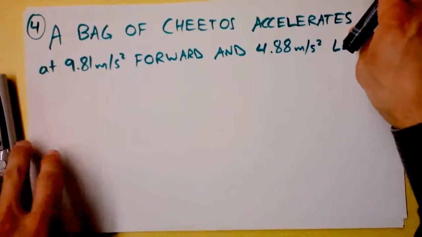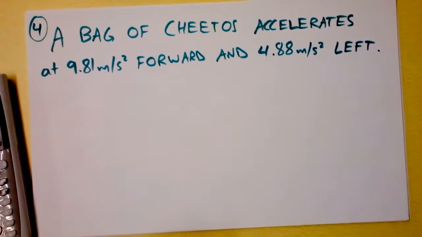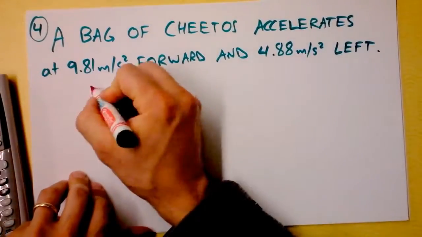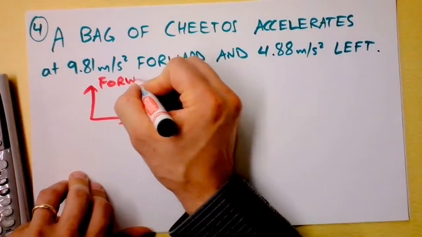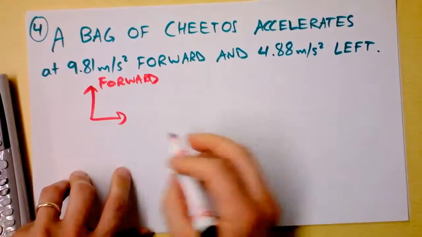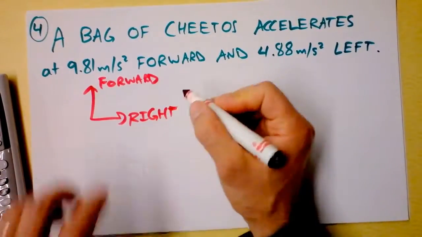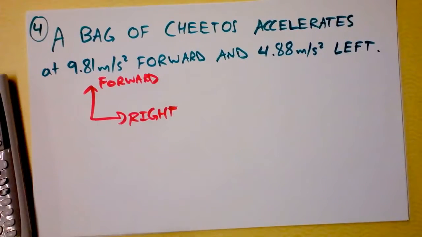Number 4, a bag of Cheetos accelerates forward and to the left. This coordinate system is a little bit strange. I will write forward up here. It seems like it's a local coordinate system. And this guy right here I will call to the right because that's definitely not to the left. Let's do a brighter green, maybe an electric lime for this problem.